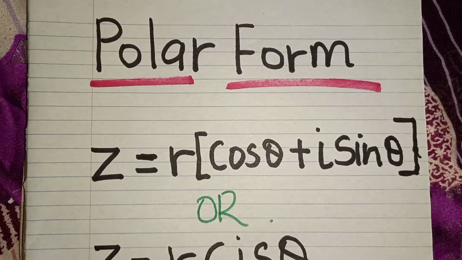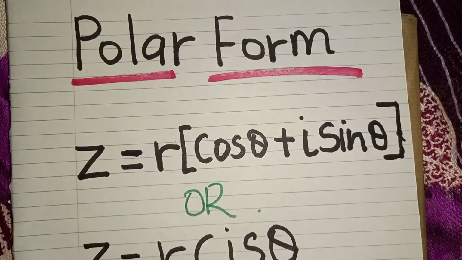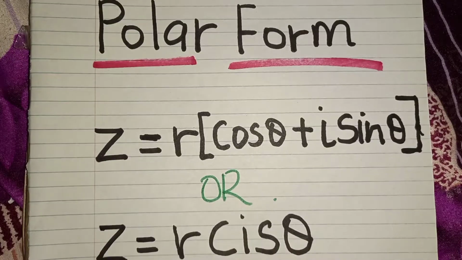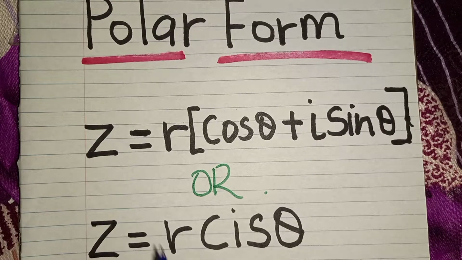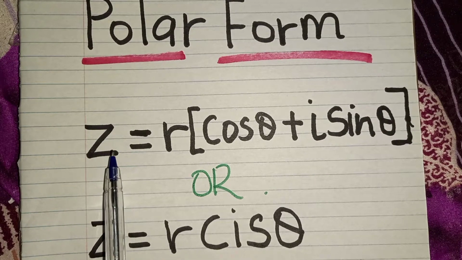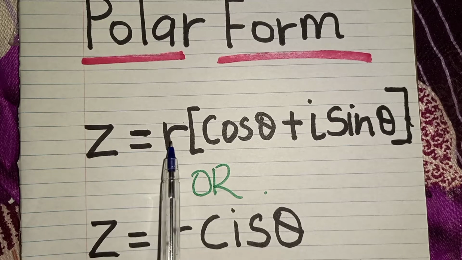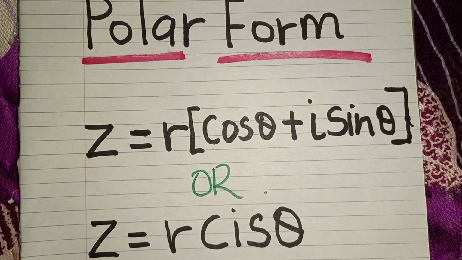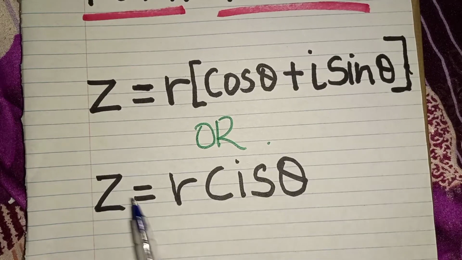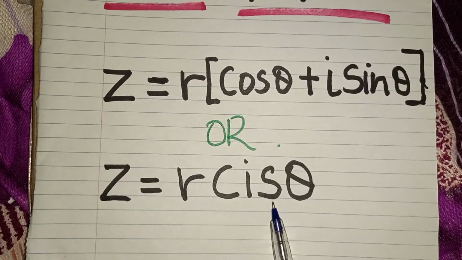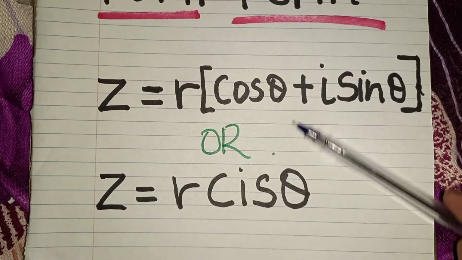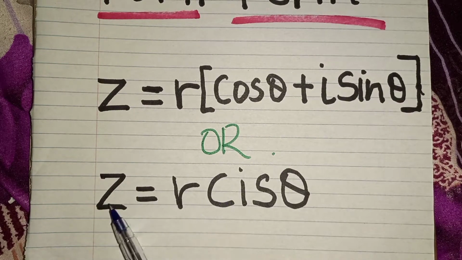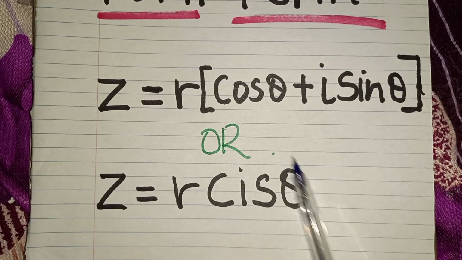In this video, we're going to talk about writing in polar form. When we say polar form, we mean something written in the form z is equal to r cos theta plus imaginary sine theta, or z is equal to r cis theta. These two mean exactly the same thing, but this one is a shorter form of this.